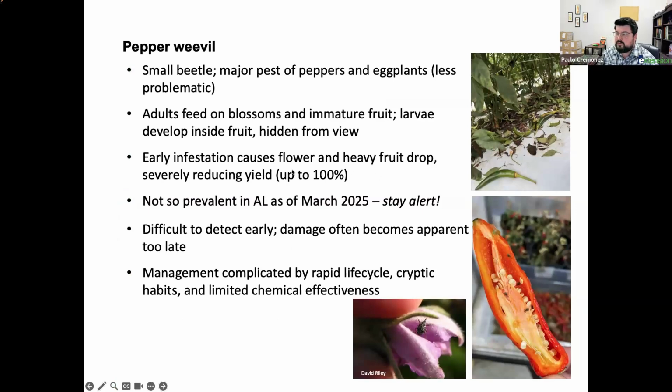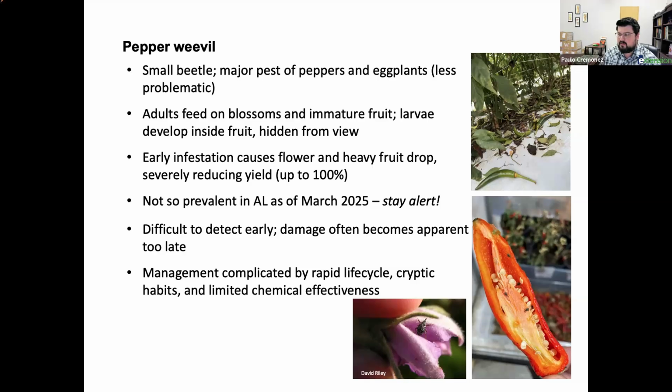Their infestations cause heavy fruit and flower drop, severely reducing yield up to 100%. So the production may be affected. You may have a lot of peppers, but sometimes you have so much fruit drop that your harvest is not going to compensate your production. So it is 100% loss. It's not so prevalent in Alabama as of now, but this is our sign to stay alert because our neighbors, Georgia and Florida, have problems with that in their crops.